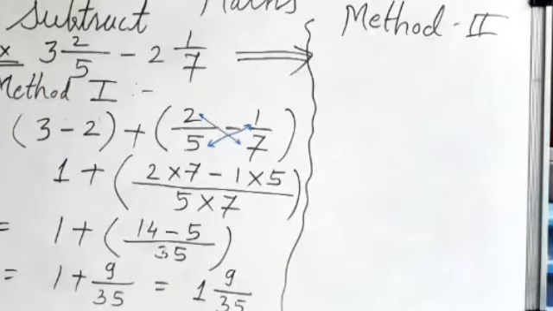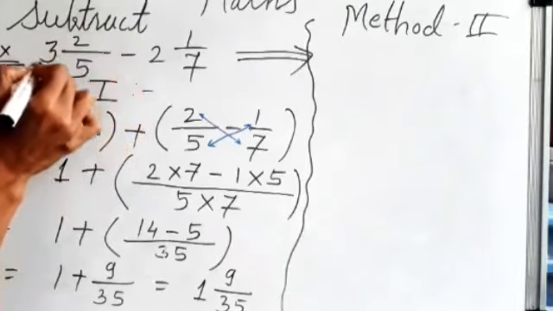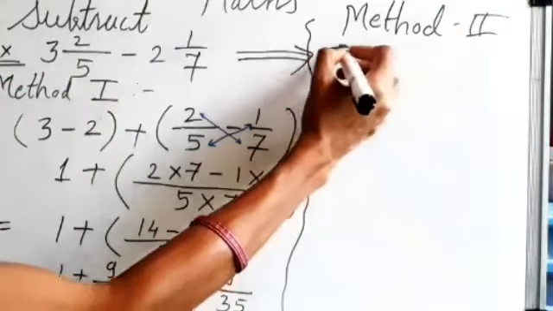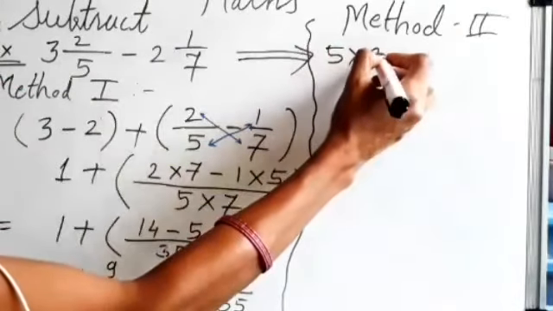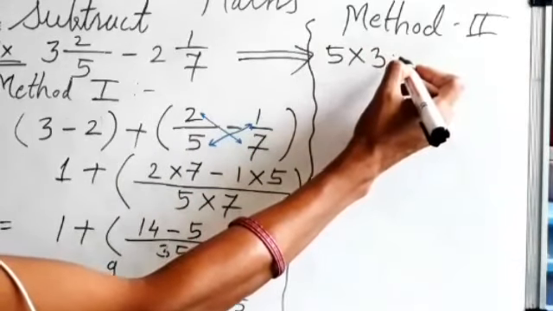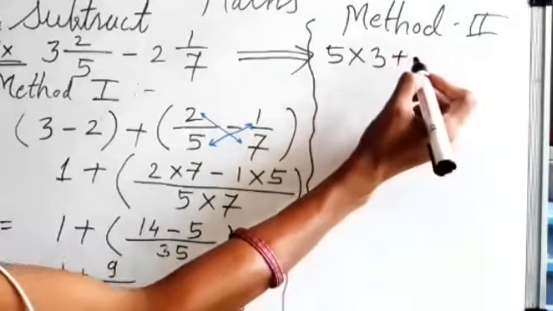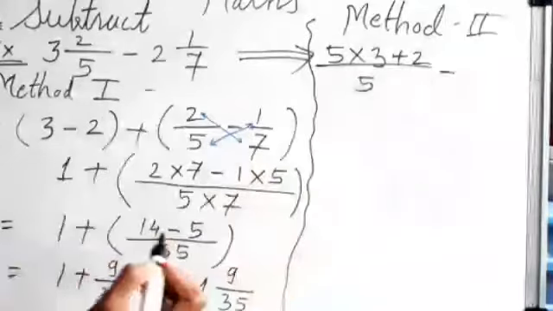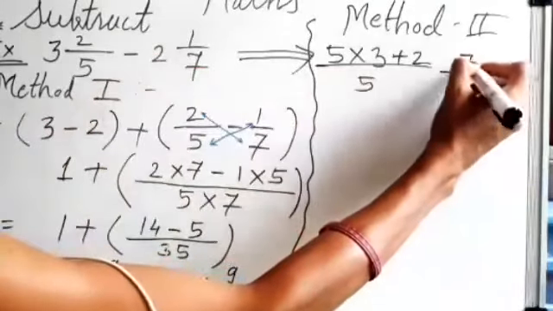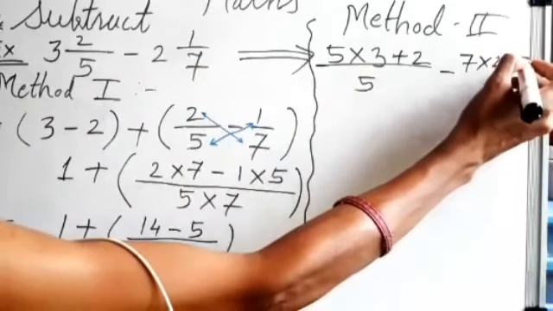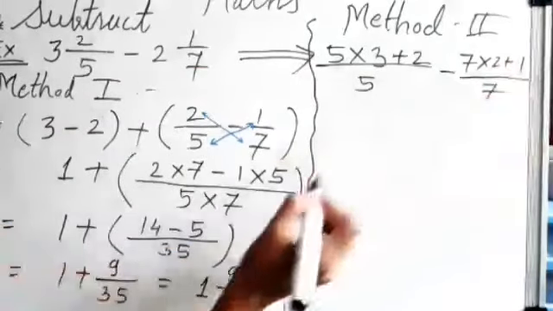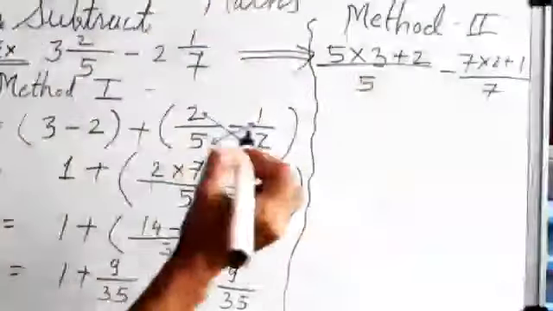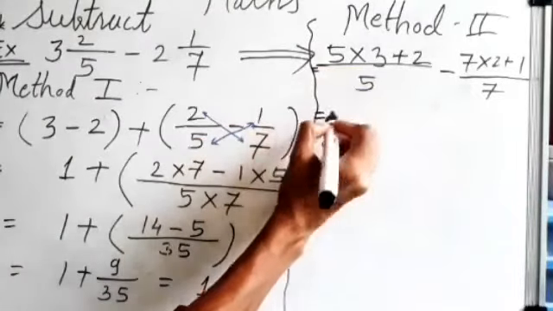Now what you have to do? You have to convert this mixed number into an improper fraction. So what is the step for that? 5 means the denominator multiplied by the integral part, then plus the numerator upon the denominator as it is. Minus, here also, 7 multiplied by 2 plus 1 divided by 7. I followed the step of how to convert a mixed number into an improper fraction. Now the next step, this is the first, then the second step.